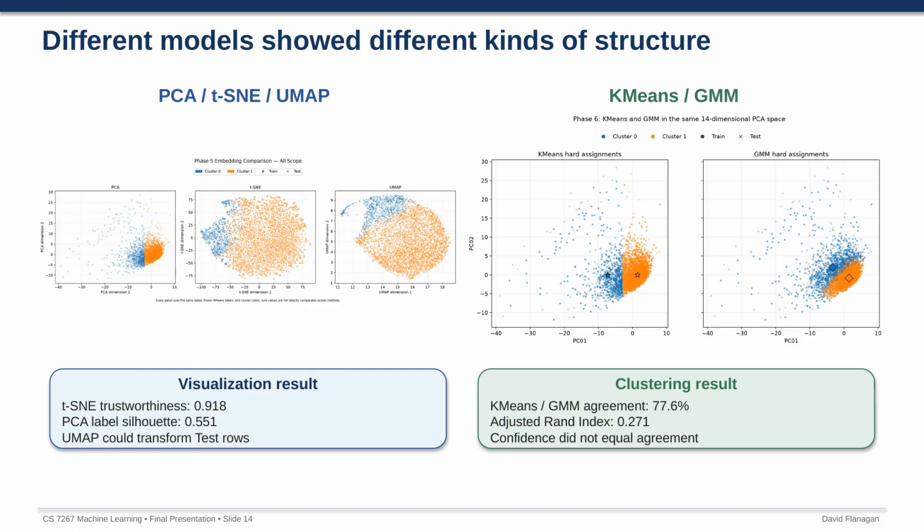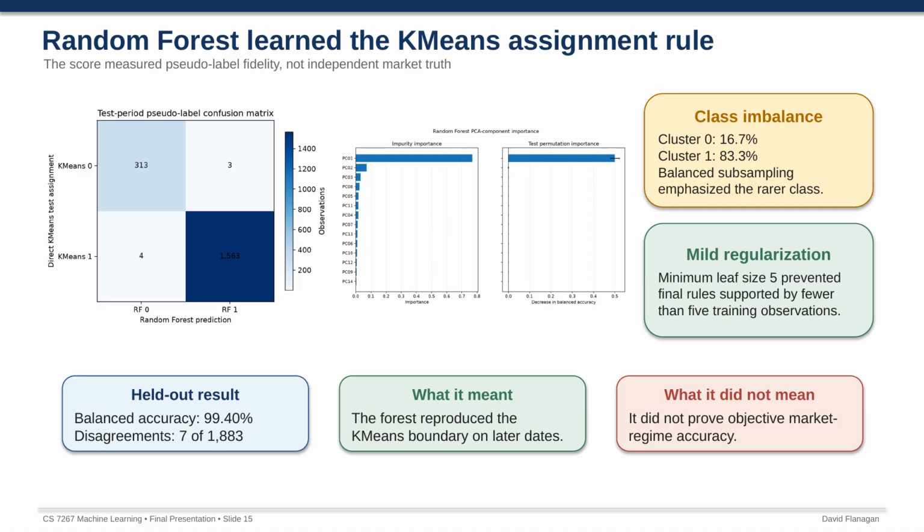GMM was often confident in its own choices, but it agreed with K-means on only about 78% of dates. Different methods therefore found different boundaries.